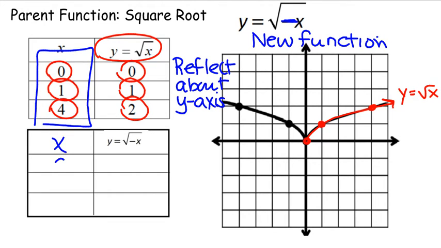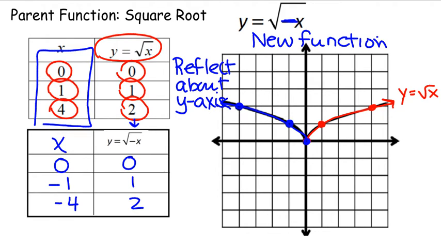So opposite sign of 0 is still 0. Opposite sign of 1 is negative 1. Opposite sign of 4 is negative 4. Now these y values do not change at all. So this is still 0, 1, and 2. Now let's go ahead and graph it. So first point is 0, 0. Next point is left 1, up 1. Left 4, up 2. And there is our new graph.